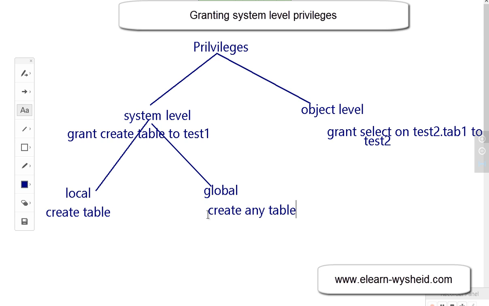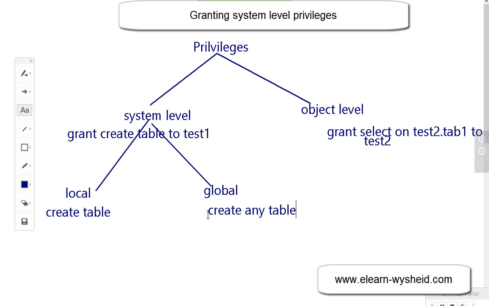Okay, is this clear now? Let me explain. Privileges are classified into two: system level and object level. System level privileges are granted at the database level, and are not restricted to a particular object. Object level privileges are restricted to a particular object. For example, grant create table to test1 is a system level privilege. We are not associating it with any objects. But the second one, object level privileges, is like grant select on a particular table to a user.